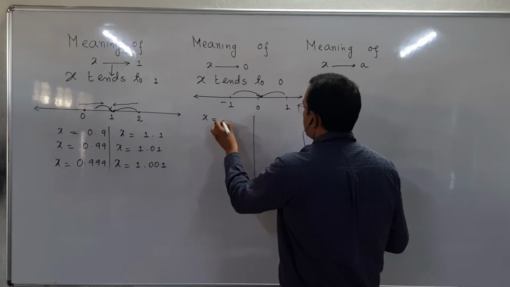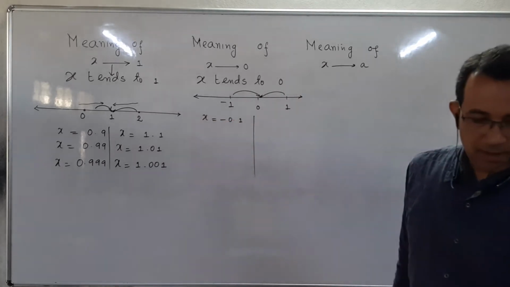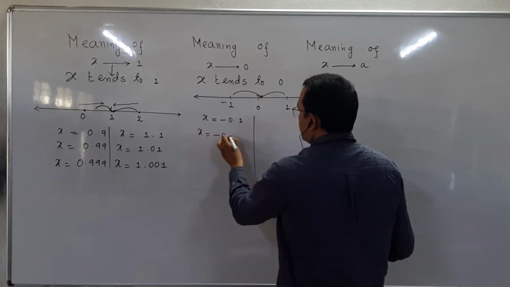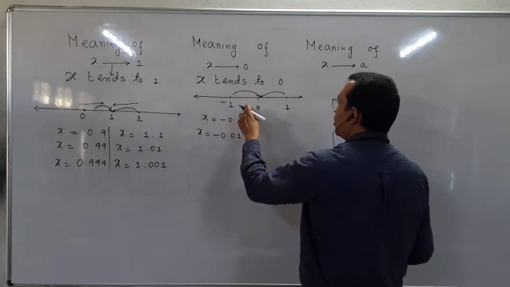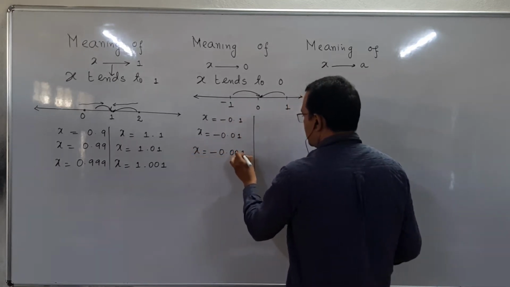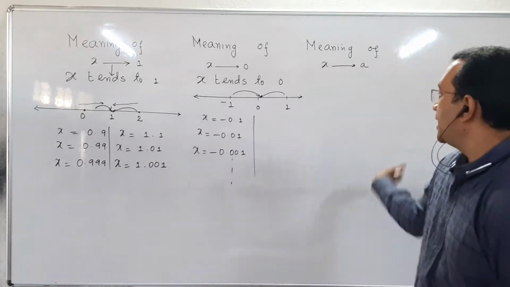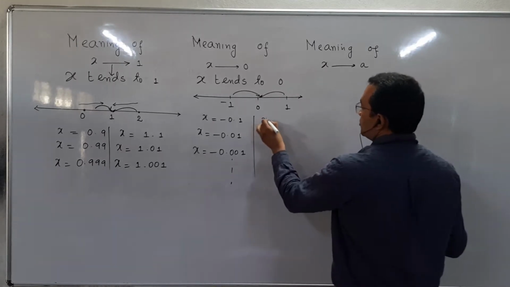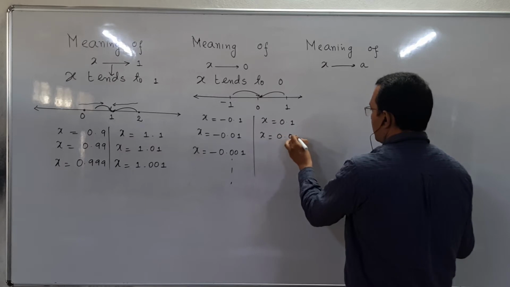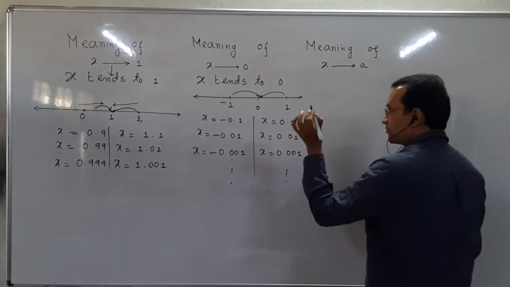X is first -0.1. Then I write this as -0.01. Go on decreasing, then I write x is equal to -0.001. Like that, students, we have to write it. And when I approach from right hand side, suppose x is 0.1, then I am decreasing and writing 0.01, and I am writing 0.001, like that.